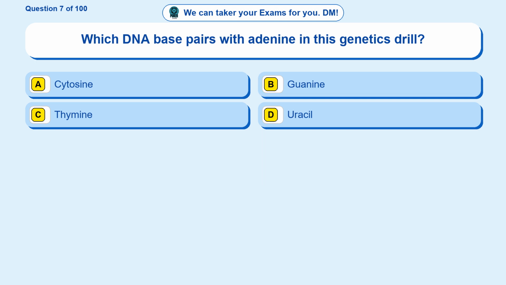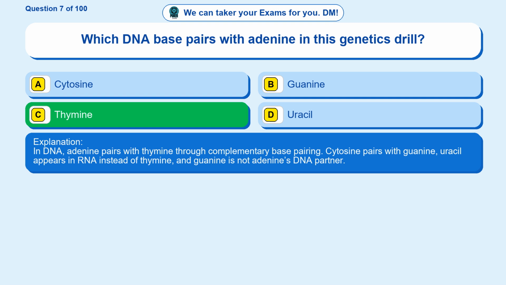Question 7. Which DNA base pairs with adenine in this genetics drill? Option A, cytosine. Option B, guanine. Option C, thymine. Option D, uracil. The correct answer is option C, thymine.